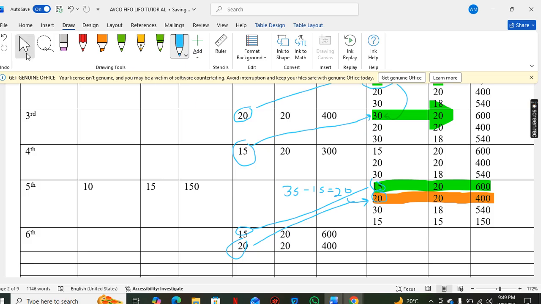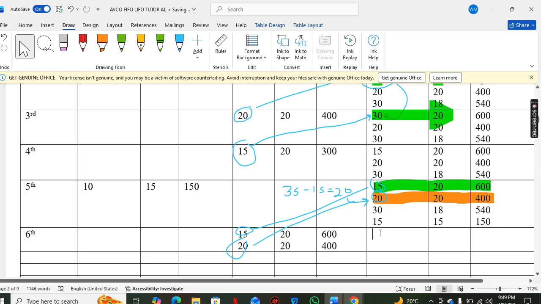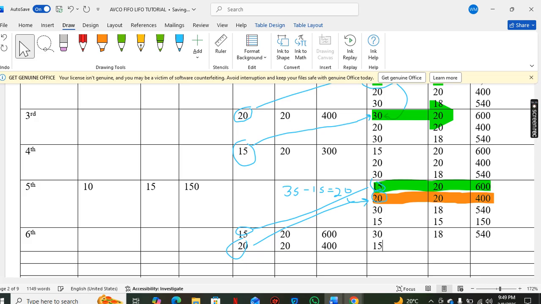So we remain with goods worth 13, 18, 10. Oh, this is supposed to be 10.